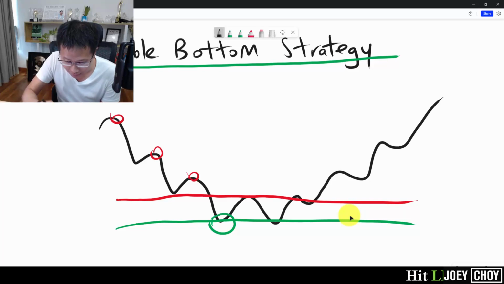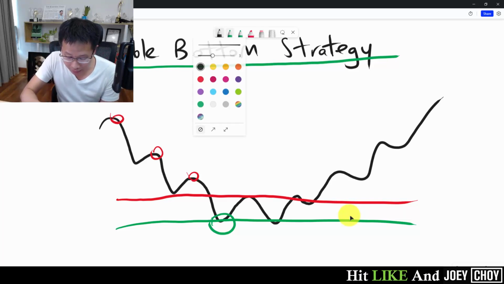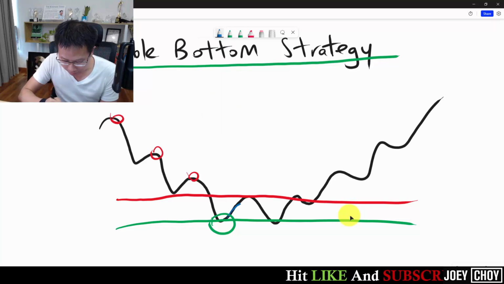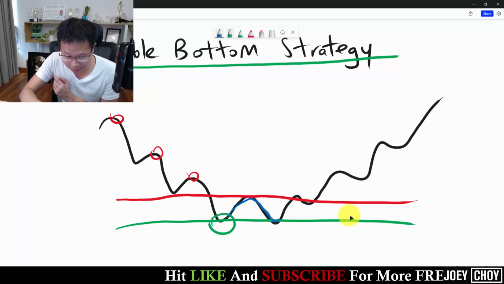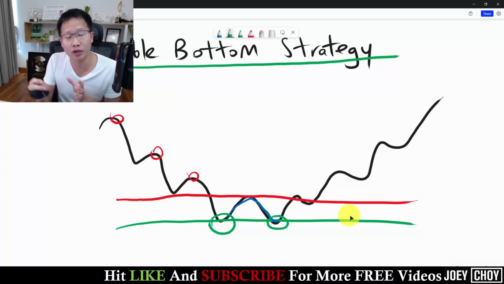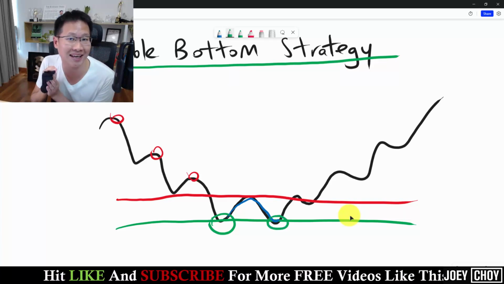So you can see right over here, as it trades up, it went up and then it came back down to about that same price level again. And this is where we got the bottom, this second bottom.